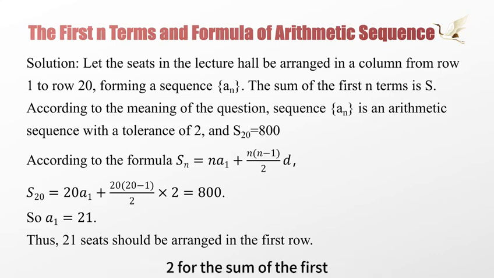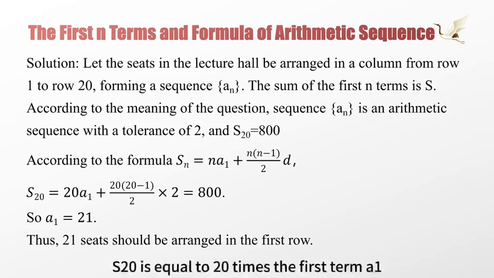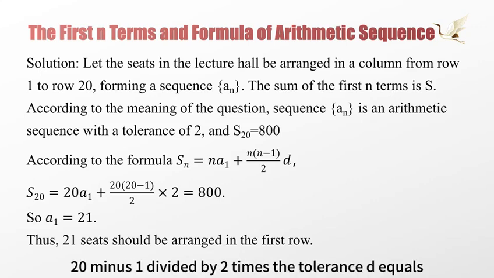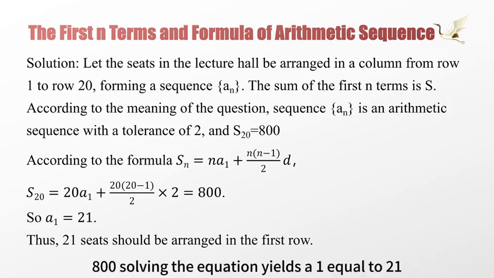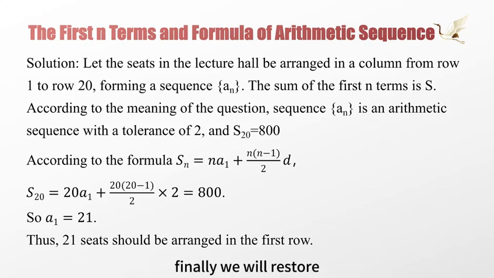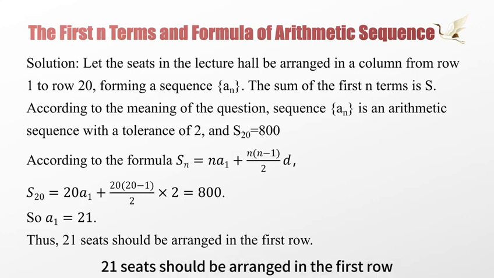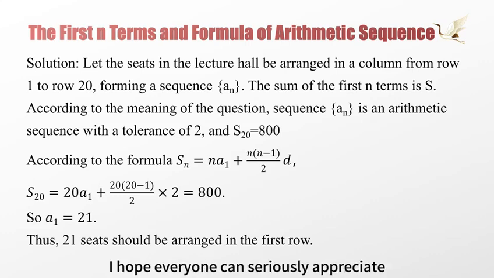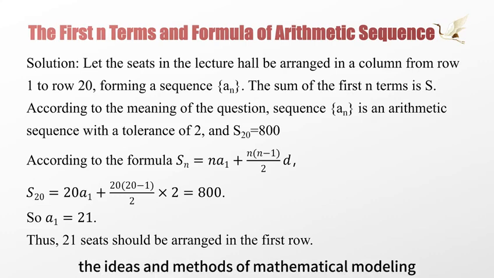According to formula 2 for the sum of the first n terms of the arithmetic sequence, S20 is equal to 20 times the first term a1, plus 20 times (20 minus 1) divided by 2 times the common difference d, equals 800. Solving the equation yields a1 equal to 21. Finally, we restore the solution of the mathematical problem to the solution of the actual problem. That is to say, 21 seats should be arranged in the first row. I hope everyone can seriously appreciate the ideas and methods of mathematical modeling.